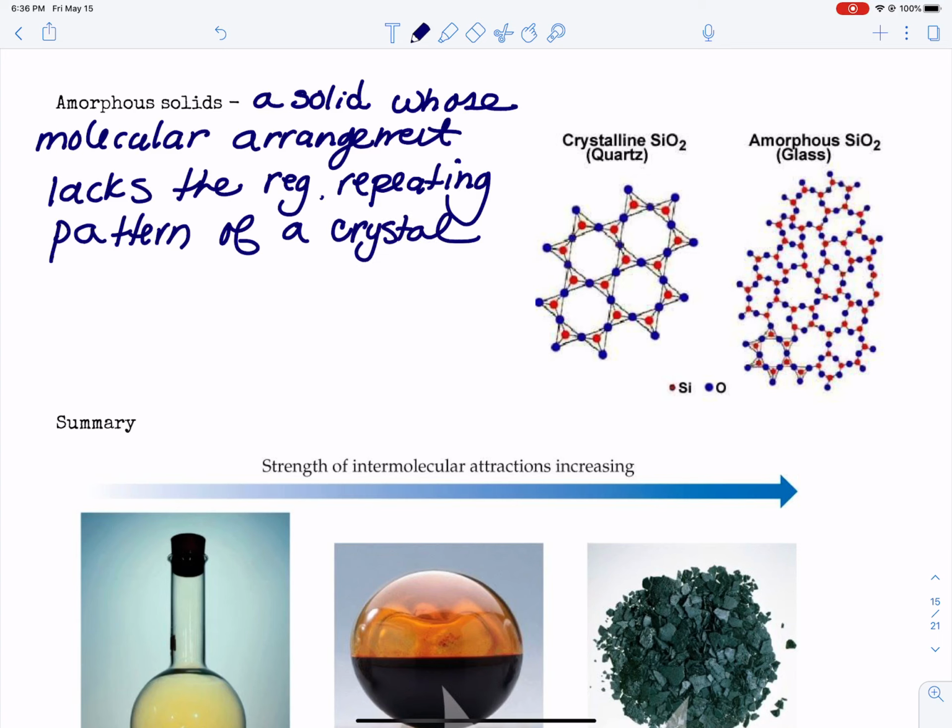And this is really interesting because we look at these two examples here. They're both silicon dioxide. But silicon dioxide has two different forms. You can have crystalline silicon dioxide, which is quartz. It almost looks like glass. It's very strong because it has this regular repeating pattern. But amorphous silicon dioxide, well, that's glass.